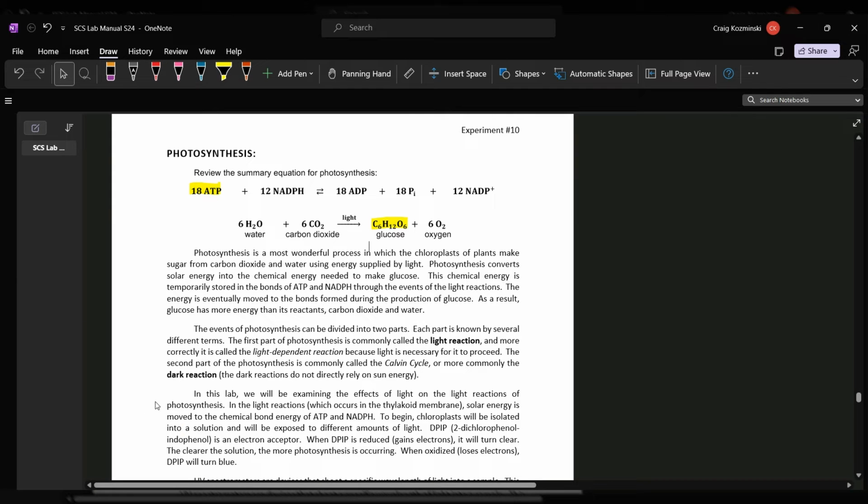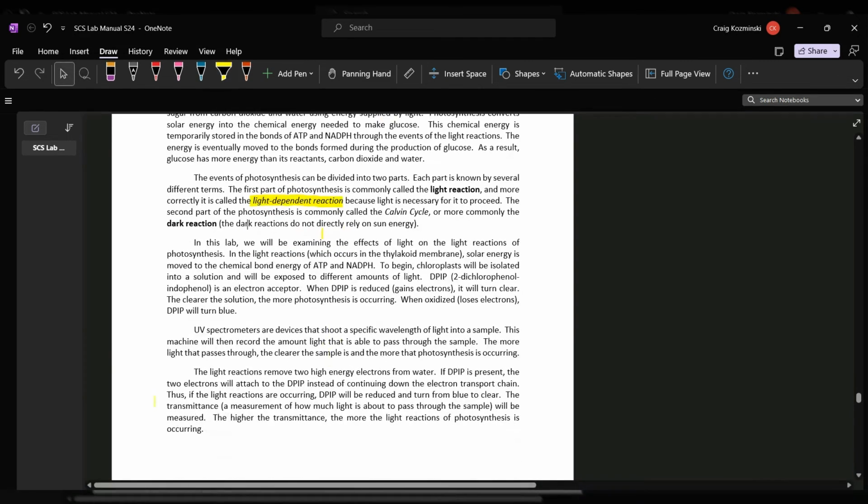And so implied in the light reaction is that this reaction is light dependent, meaning that it cannot occur without the presence of light. And so, again, in this part of the experiment, we're going to be using an indicator. This indicator is called DPIP, and we're going to be looking and measuring the change in the color of a solution. And we're going to be using this as an indicator of the amount of photosynthesis that is occurring.